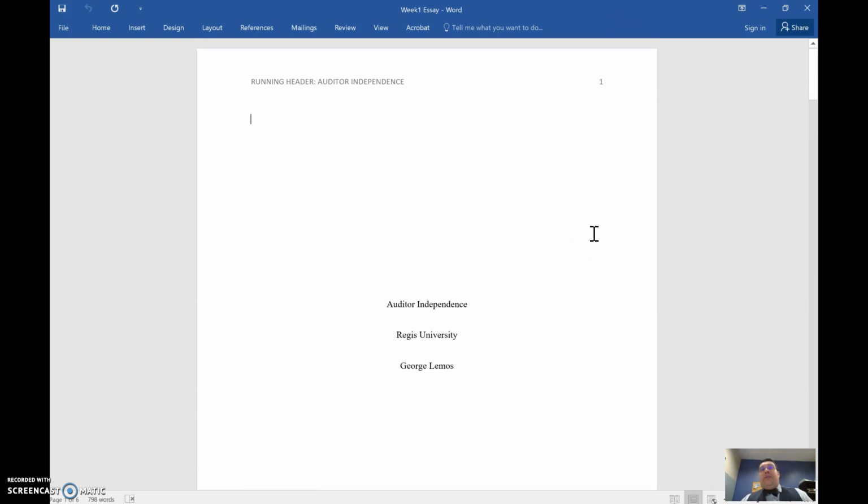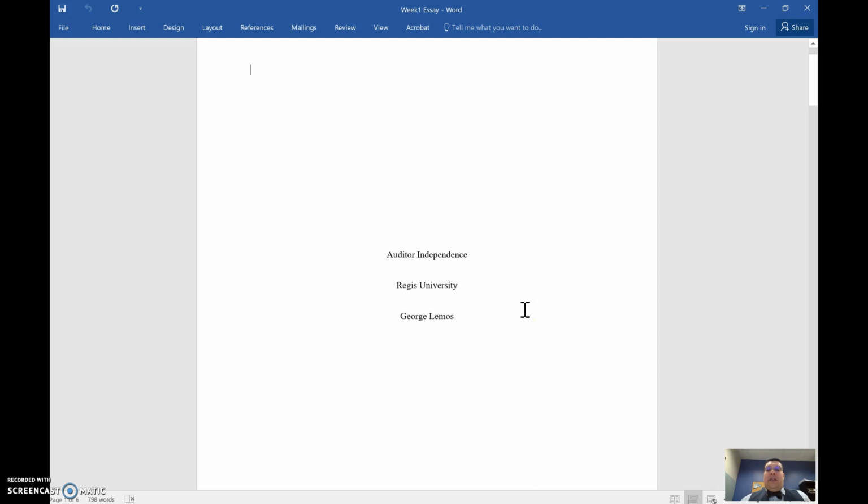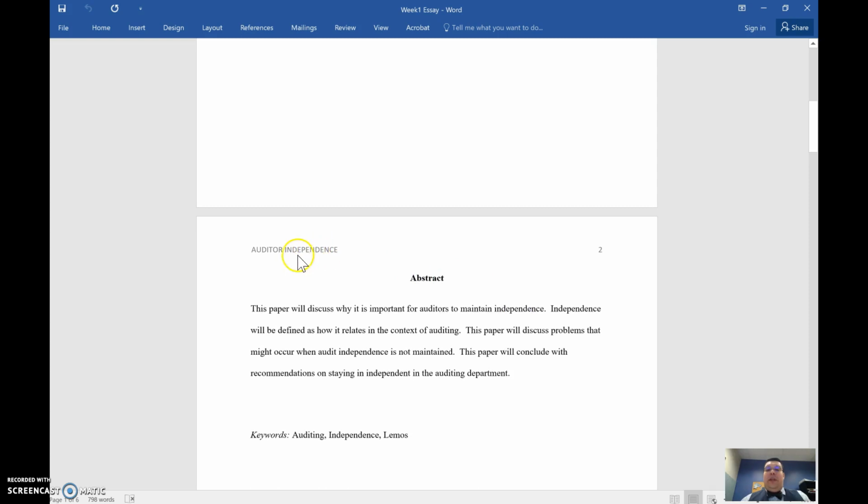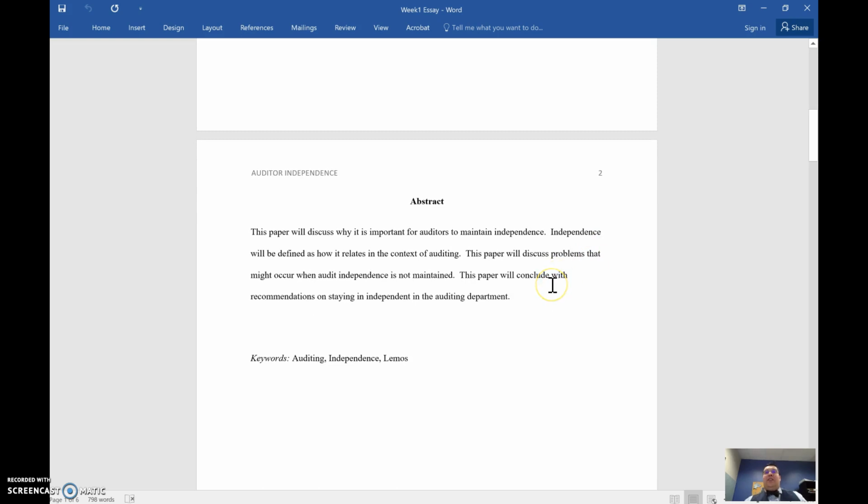If you're using Office 365, just enter a page break after you put in this information, and it should start your next page, where we get rid of the running head. We just put the title of the paper, and then we start the abstract on page two, top right corner. The abstract is a synopsis of your paper. Sometimes if you do a prompt, it's good to mimic what the prompt says in the abstract itself.